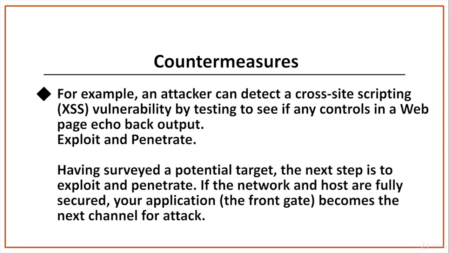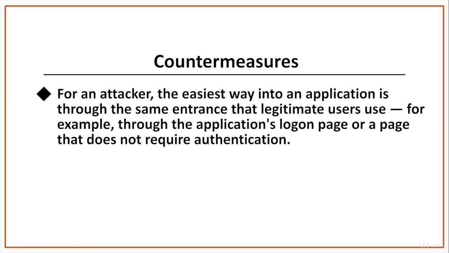For example, an attacker can detect a cross-site scripting (XSS) vulnerability by testing to see if any controls in a web page echo back output. Exploit and penetrate. Having surveyed a potential target, the next step is to exploit and penetrate. If the network and host are fully secured, your application, the front gate, becomes the next channel for attack. For an attacker, the easiest way into an application is through the same entrance the legitimate users use, for example, through the application's logon page or a page that does not require authentication.